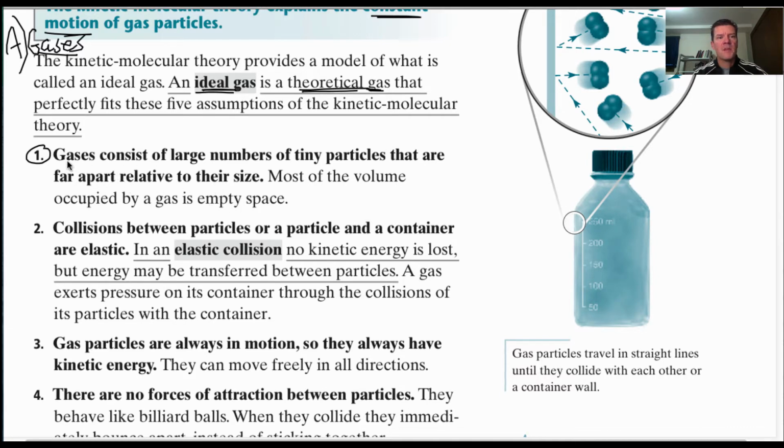Number 1, gases consist of a large number of tiny particles that are far apart relative to their size, meaning a gas particle is tiny, obviously, and it is far apart from another gas particle in relationship to the size of that particle. Now, the gas particles may be close together. We would say, wow, those are pretty close together actually. But in comparison to the size of that particle, the distance between them is immense.